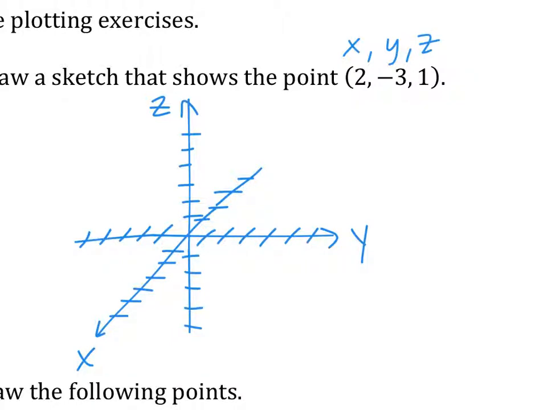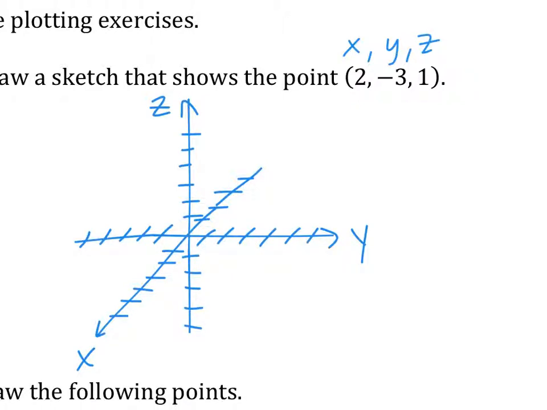All right, we're now going to plot (2, -3, 1). 2 is in the positive x direction, so we're going to start from the origin and go 2 out. Everyone's good with that? Now we're going to go -3 in the y direction.